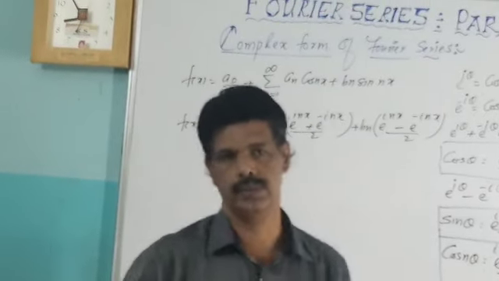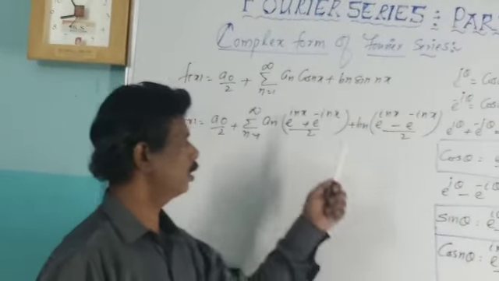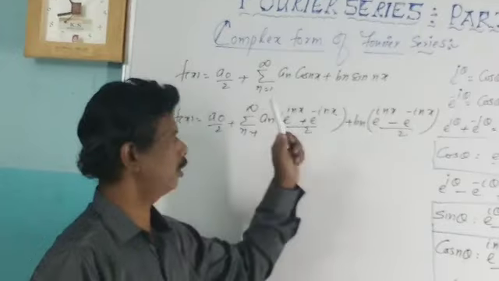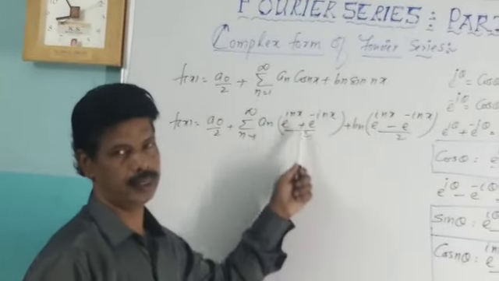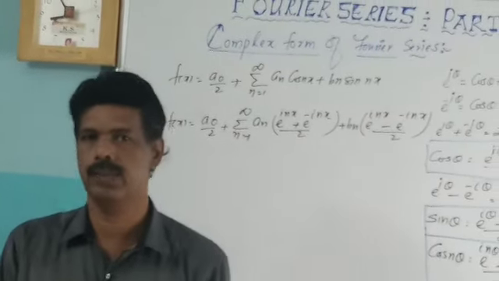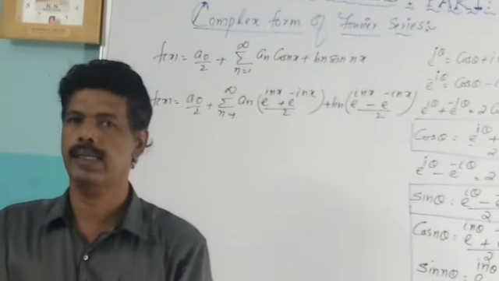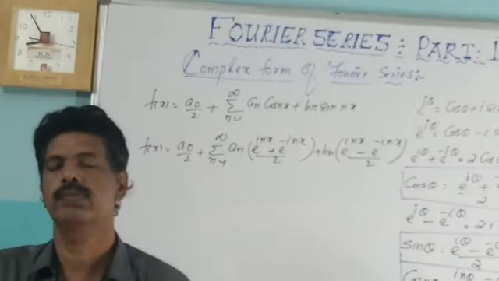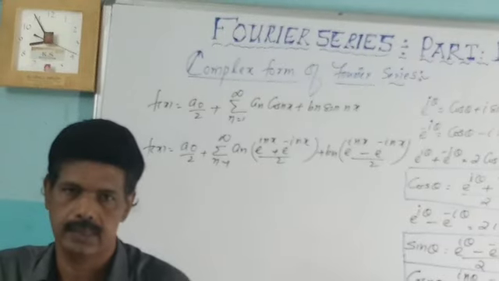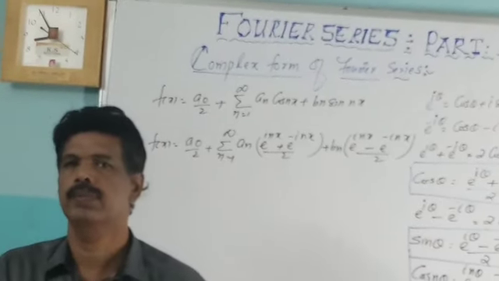If we substitute the values of e raised to i n x and e raised to minus i n x in this form, we get a series of terms of the form e raised to i n x and e raised to minus i n x. This series is called the complex form of Fourier series.